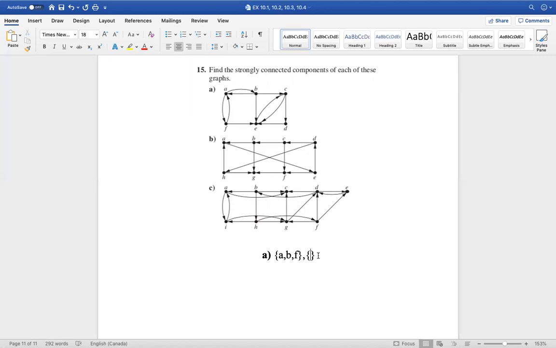The other strongly connected component will be, if we take a look at this one here, we start at node C. From C, I can go to D, and then I can go to E, and then I can come back to this part here. So this is a strongly connected component as well, right? I can go and come back to the same node. So I will say C, D, and E are a strongly connected component.